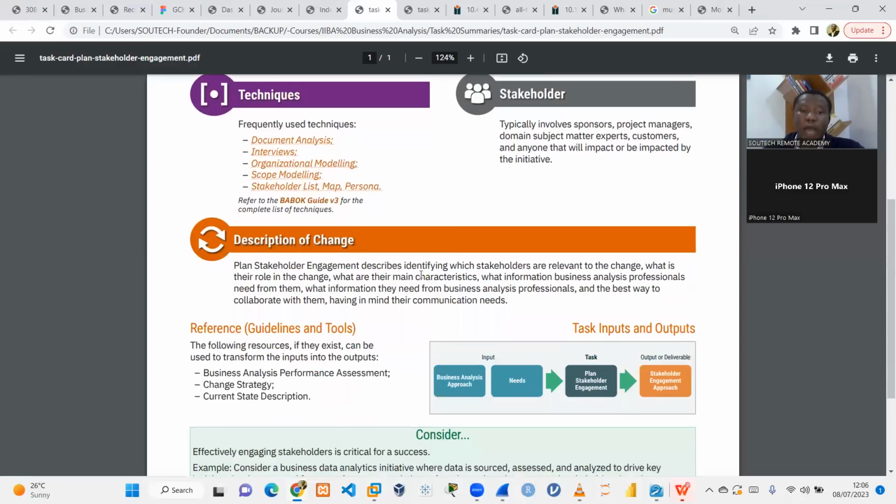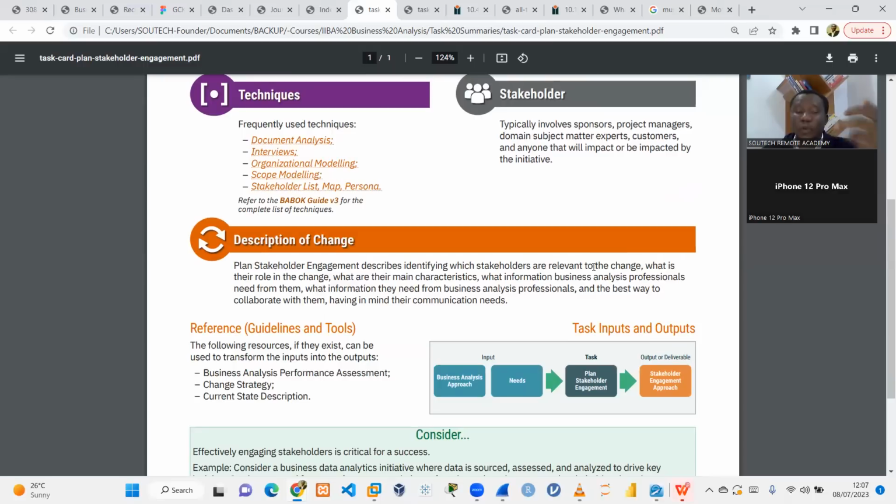Then, of course, you have what is going to describe change. Plus, stakeholder engagement describes identifying which stakeholders are relevant to the change. Not all of the stakeholders are relevant. Don't forget I talked about a domain subject matter expert and an implementation subject matter expert. I talked about someone that has a PhD in a particular domain, but cannot implement most of the solutions. Yes, you can be a stakeholder just to have views, ideas, and whatever. But in terms of implementing that particular solution, it's a no-go area.